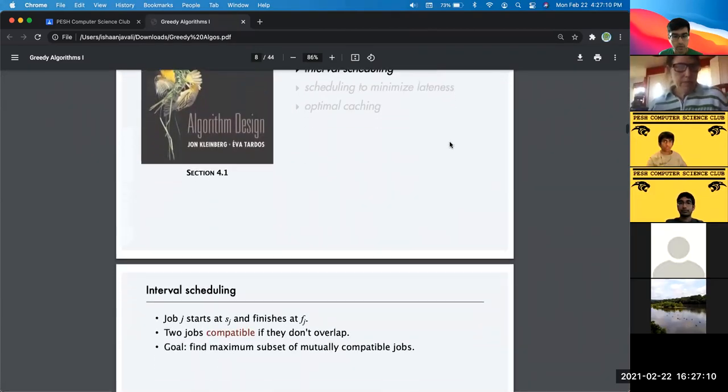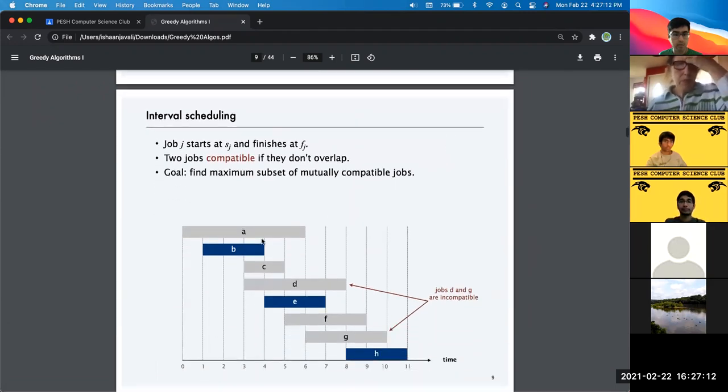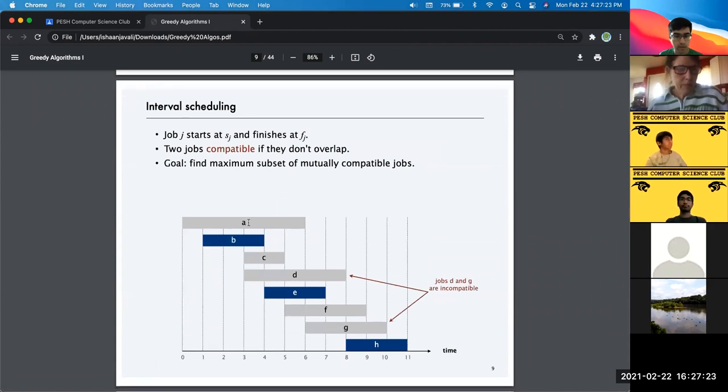Okay, so the first example that we're going to look at is where we have a bunch of jobs, or basically a bunch of events or intervals that have a start time and an end time. And two jobs are compatible if they do not overlap. So for example, job A and job G are compatible because there's no overlap between them, but jobs B and C are not compatible. And for this problem, we want to find the maximum number of jobs that we can take together so that they're all compatible with each other.